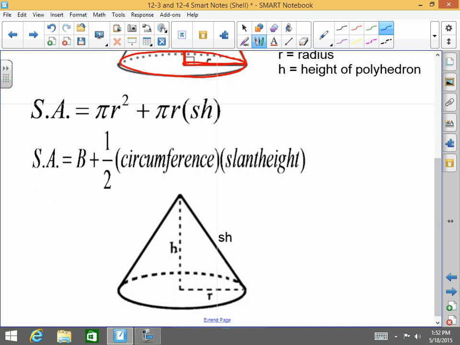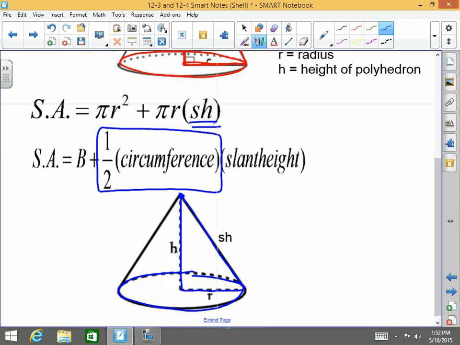It's pi r squared, which is the base area. No, the second part, plus pi r. Isn't that half the circumference? Circumference is 2 pi r. Half of 2 pi r would be pi r times slant height, which is the hypotenuse when you make a triangle of the height and the radius. Does that make sense? Thank you, sir. Any other questions? Great question, by the way. Thank you.